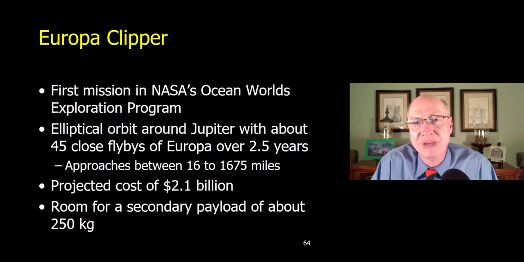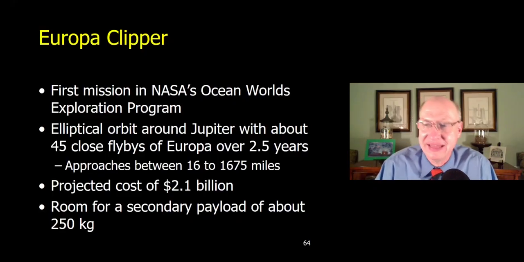So the Europa Clipper is the next big mission to Jupiter. It is the first mission in NASA's Ocean Worlds exploration program. And the goal for the Europa Clipper is to launch sometime in the early 2020s, possibly the mid-2020s right now, go into an elliptical orbit around Jupiter and conduct 45 close flybys of Europa over a period of 2.5 years. It'll approach as close as 16 miles to the surface, and the projected cost of this mission is about $2.1 billion. So that's the Europa Clipper mission right there.